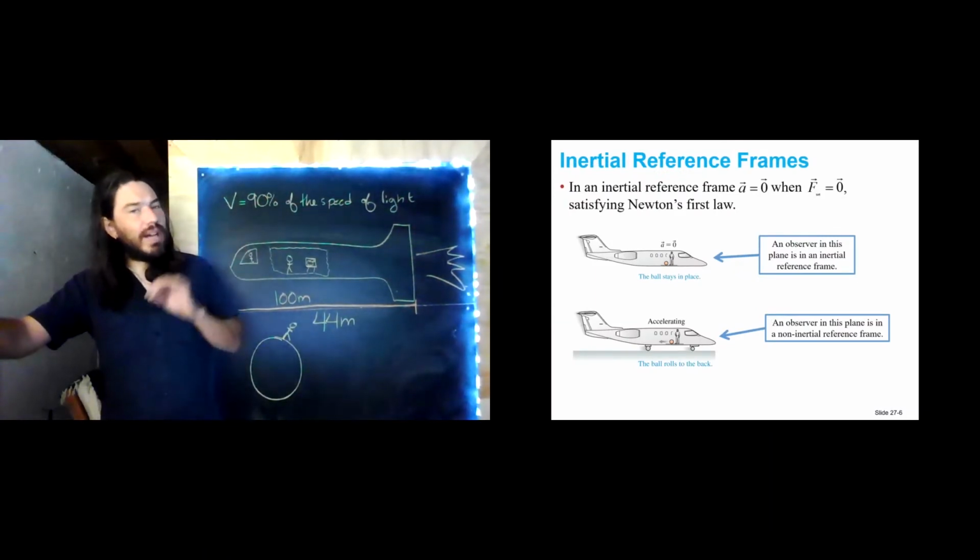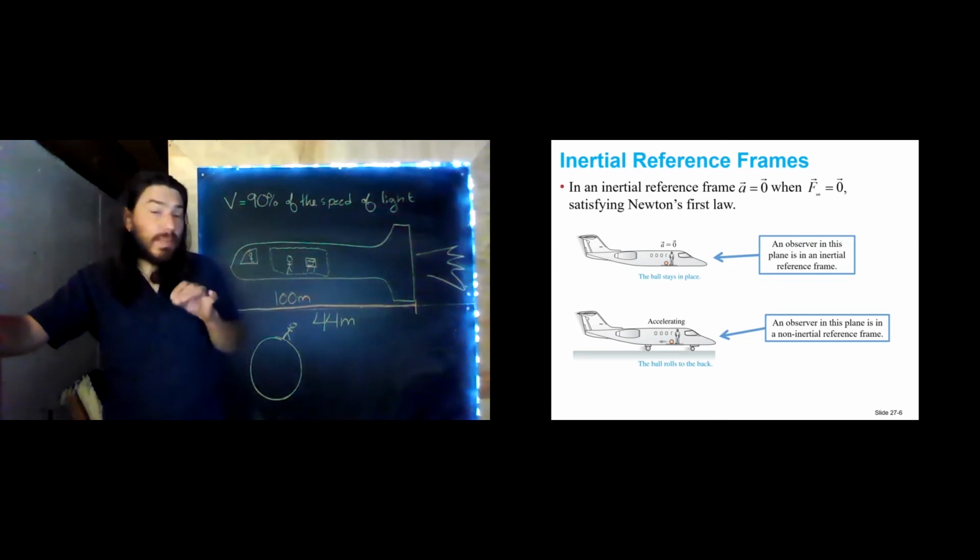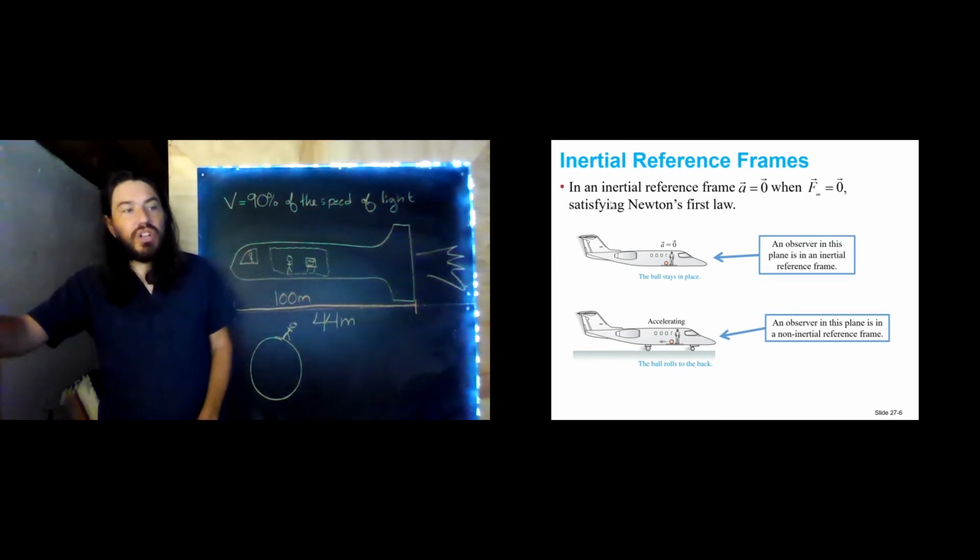It's important that we talk about an inertial reference frame because special relativity is all about inertial reference frames. And an inertial reference frame is essentially a non-accelerating reference frame. To be real specific though, we're going to say that a equals 0 when F equals 0. That's what an inertial reference frame means.